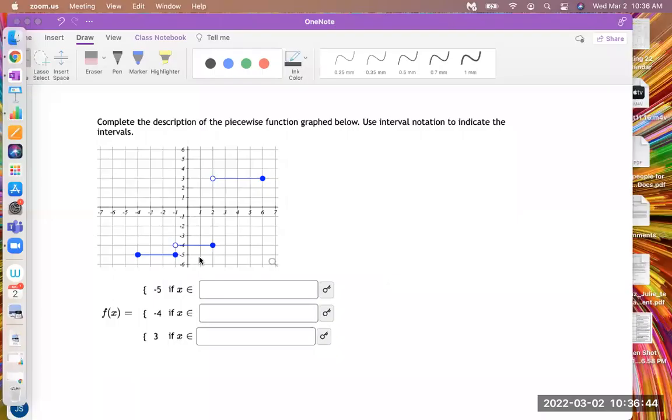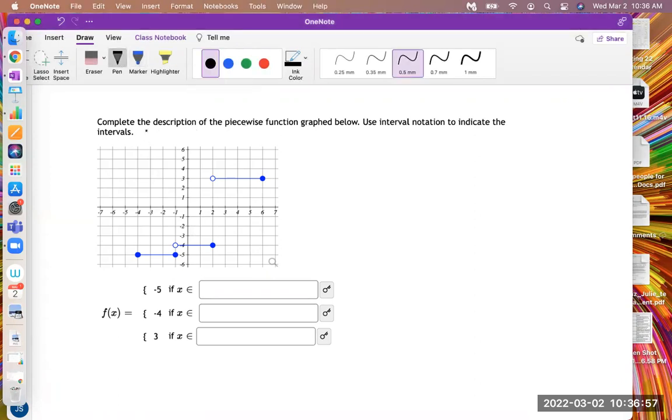Hi, I'm doing this video to help you describe a piecewise function and especially help you write your answers in interval notation and describe an interval on the x-axis. So complete the description of the piecewise function just graphed below. Use interval notation to indicate the intervals. Okay, so interval notation is with commas and brackets.